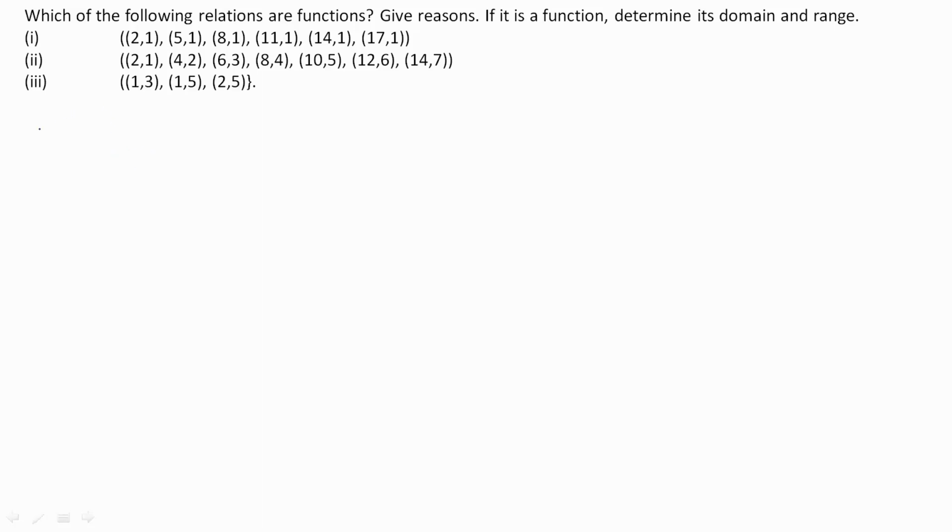So the first one is {(2,1), (5,1), (8,1), (11,1), (14,1), (17,1)}. We will check which of the following relations are functions with the help of a mapping diagram. Mapping diagram is the best method to check which relations are functions.